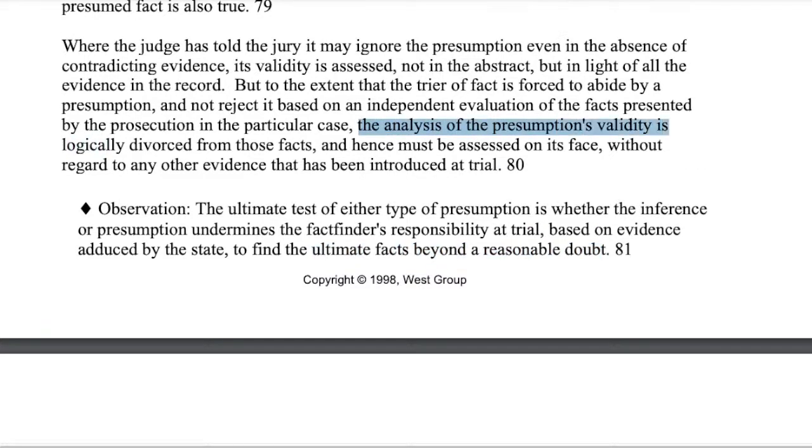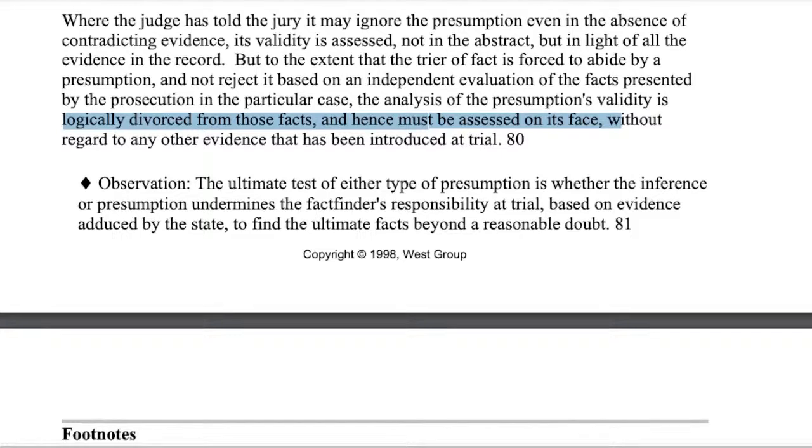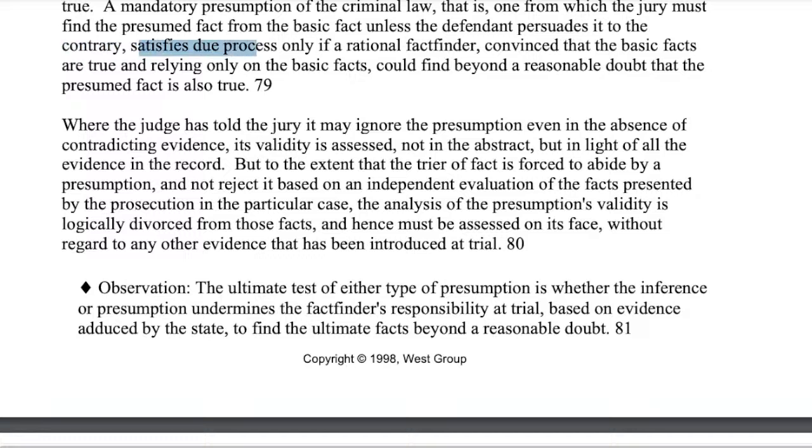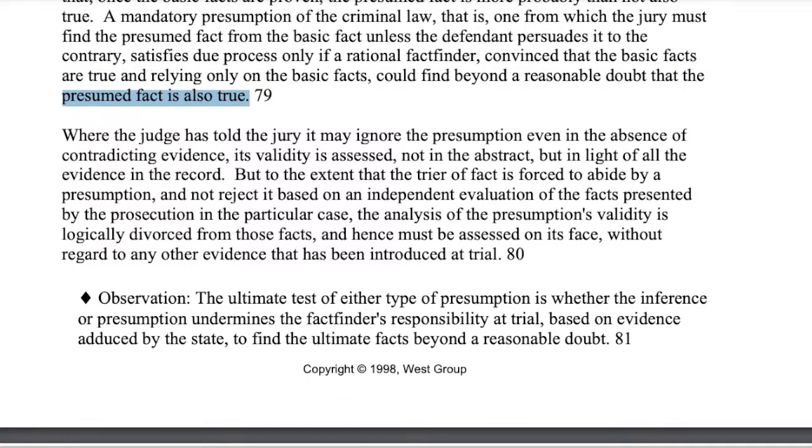Well, yeah, the analysis of presumptions of validity. So it's assessed on its face whether it's going to be valid or not, and whether it's undermining the fact finder's responsibility. So, yeah, what we're saying here again is that the defendant persuades it to the contrary, satisfies due process only if a rational fact finder convinced that the basic facts are true and relying on the basic facts could find beyond a reasonable doubt that the presumed fact is also true. So the mandatory presumption is one where the jury must find the presumed fact unless the defendant persuades it to the contrary. So there's your burden of persuasion on the defendant if it's a mandatory presumption.